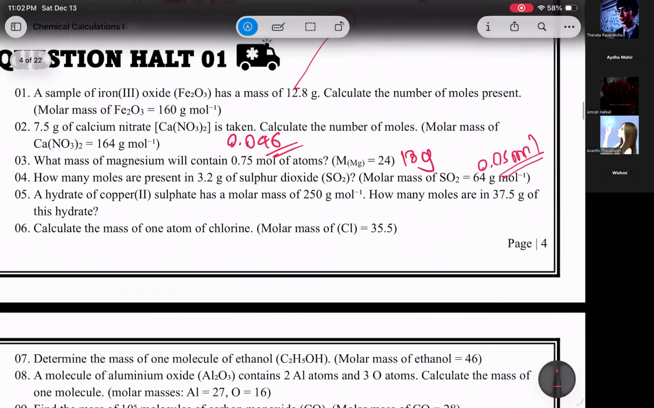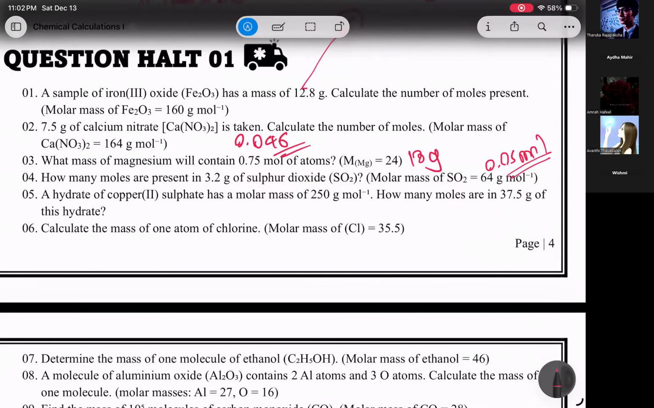Fifth one, a hydrate of copper sulfate has a molar mass of 250 grams per mole. How many moles are present? Same thing. I won't do this. It's the same thing, people, mass over molar mass. Then next one, sixth one.